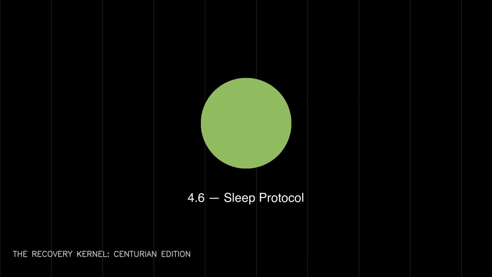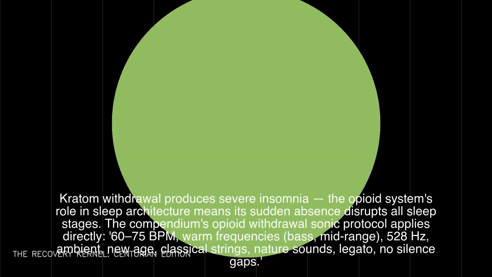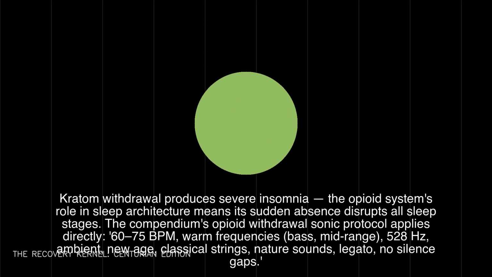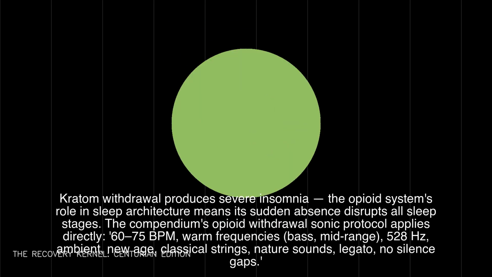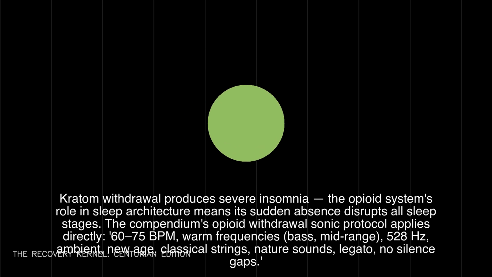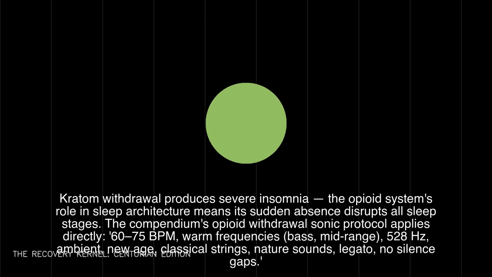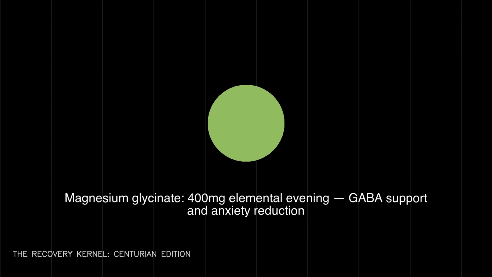4.6, sleep protocol. Kratom withdrawal produces severe insomnia. The opioid system's role in sleep architecture means its sudden absence disrupts all sleep stages. The compendium's opioid withdrawal sonic protocol applies directly: 60 to 75 BPM, warm frequencies, bass, mid-range, 528 Hz, ambient, new age, classical strings, nature sounds, legato, no silence gaps.